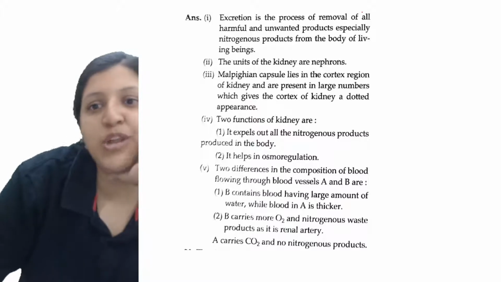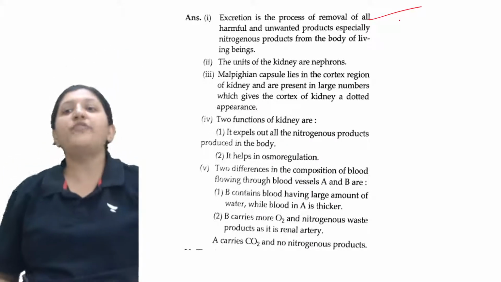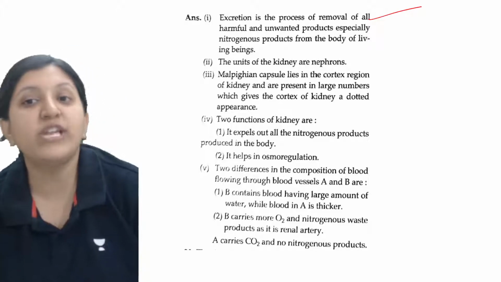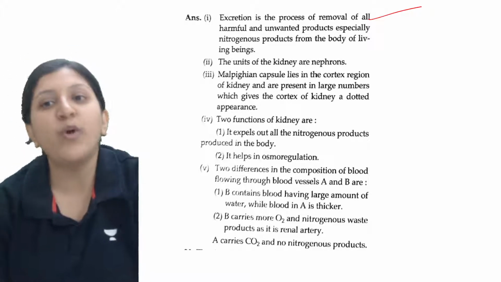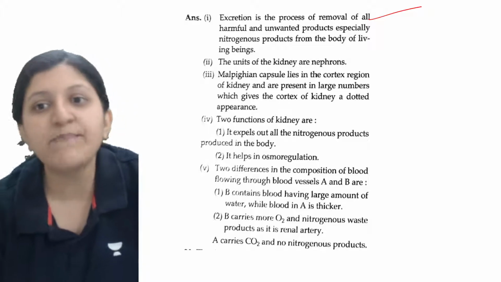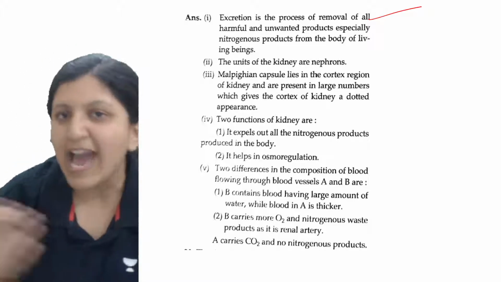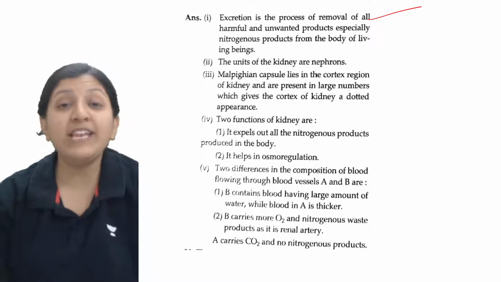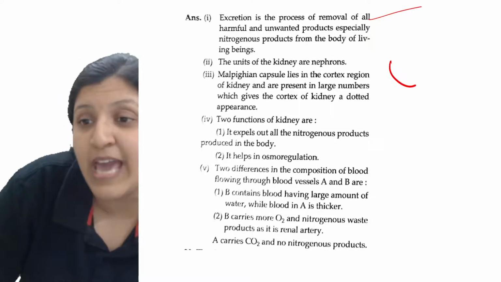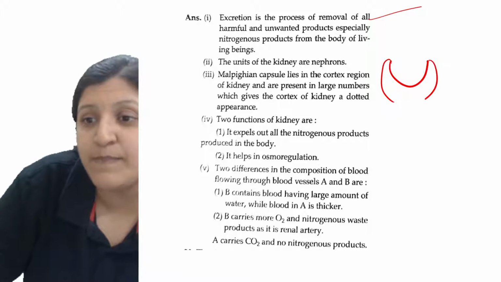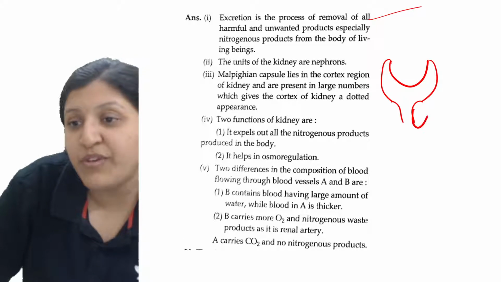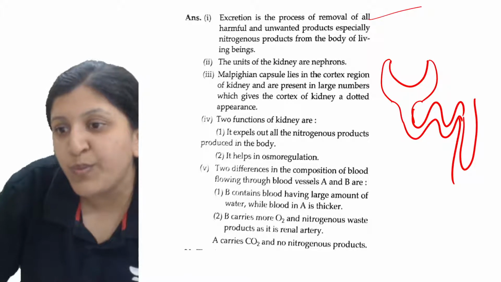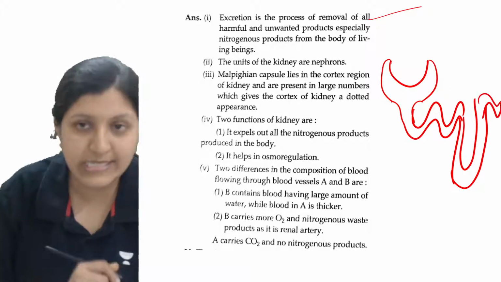Here excretion is the process of removal of all the harmful and unwanted products, especially the nitrogenous products, from the body of living beings. Then the units of the kidney, yes, they are nephrons, the structural and the functional unit. Malpighian capsule, what is Malpighian capsule? This is Bowman's capsule, and you can find the PCT over there, this is Henle's loop, and you can find the DCT.